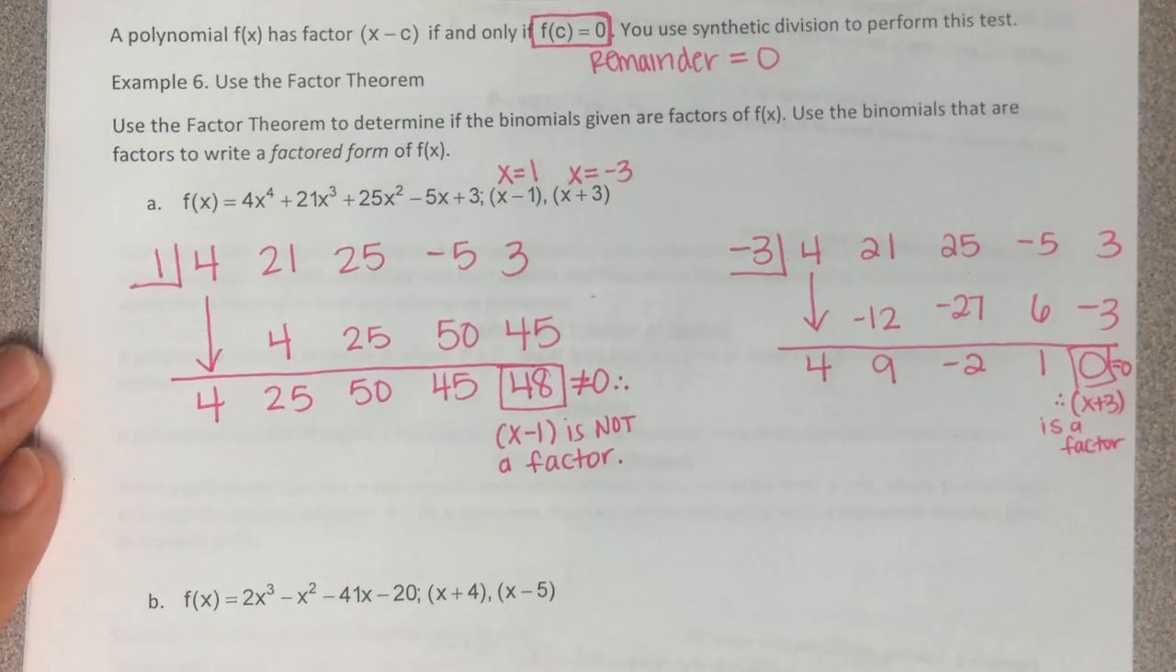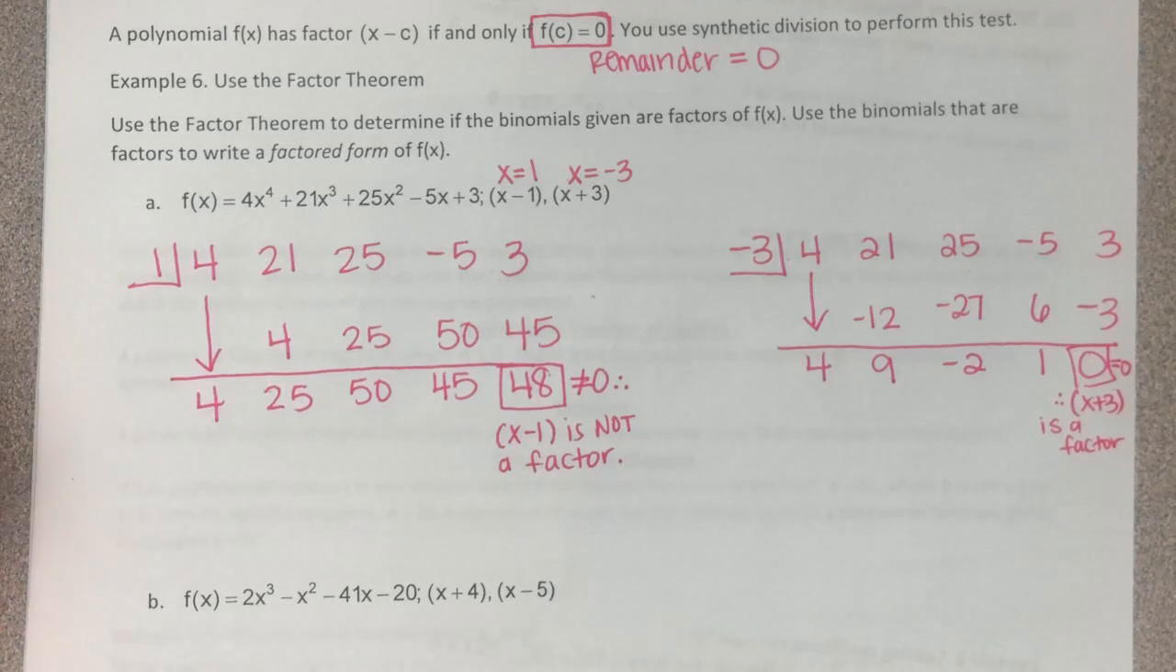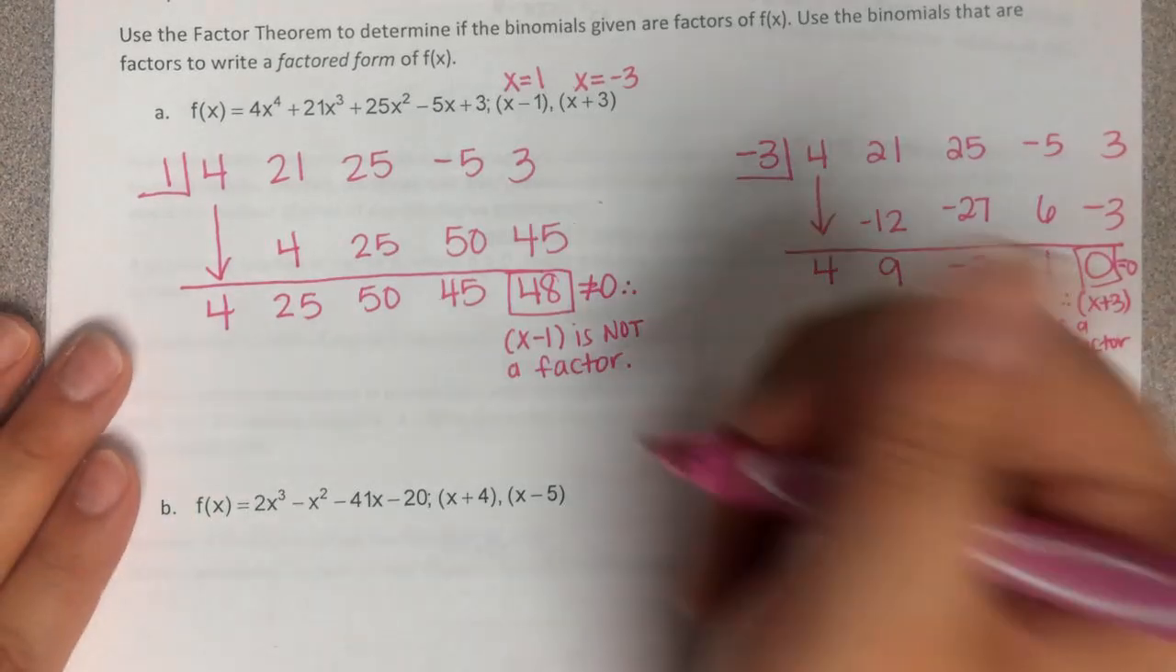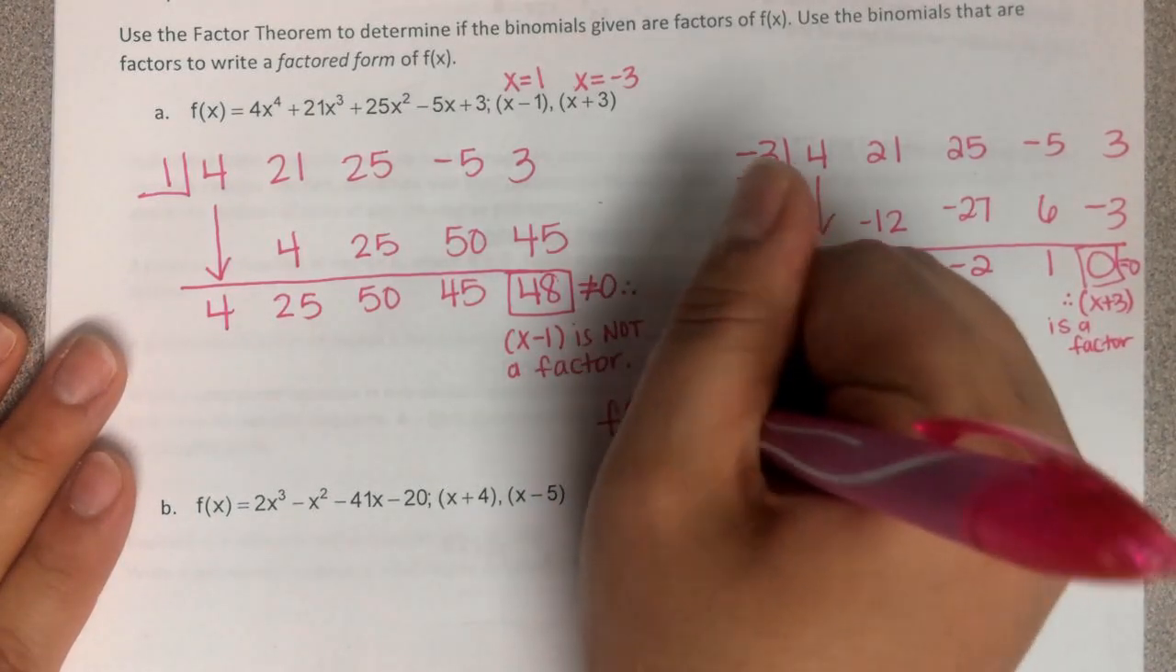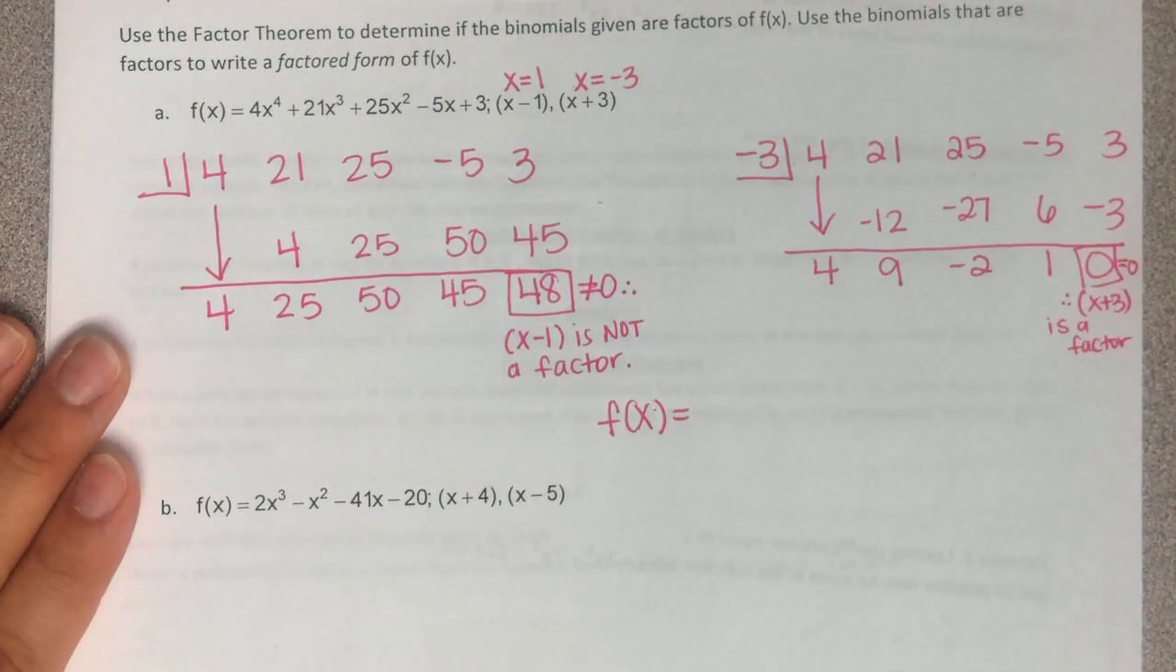And I didn't read the instructions real quick, so I'm going to read the instructions. It says use the factor theorem to determine if the binomials are factors. We just did that. And then use the binomials that are factors to write a factored form f of x. So now, what is my f of x going to equal? What's my factor?